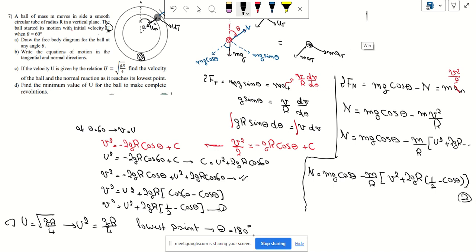How? This is the lowest point, and I am measuring from this point. So theta will be this one.